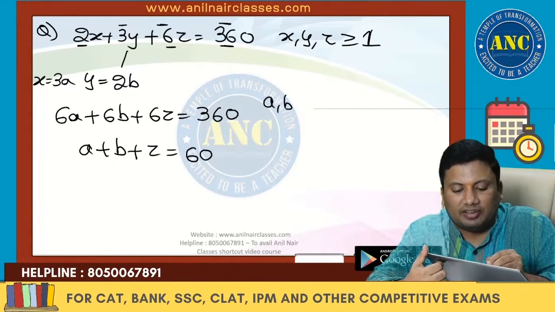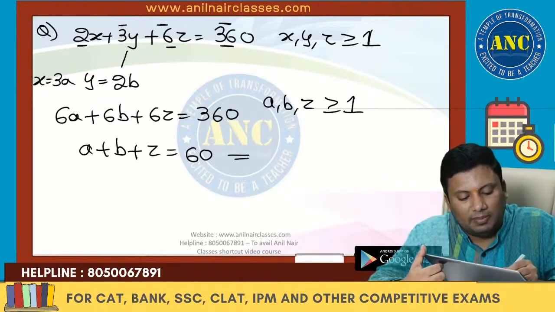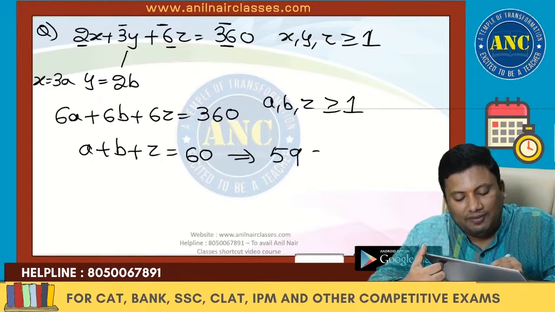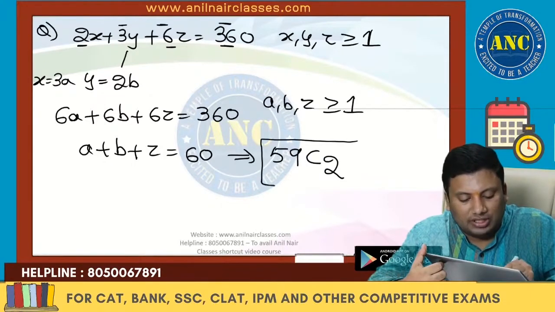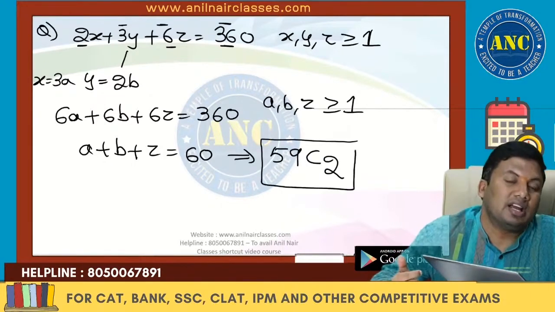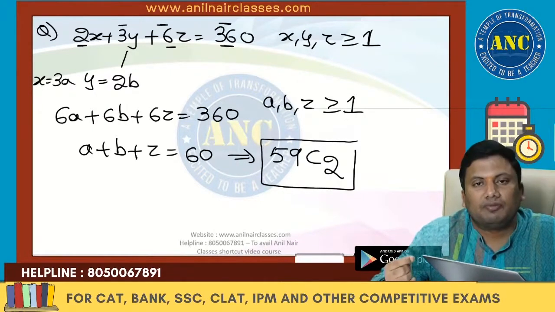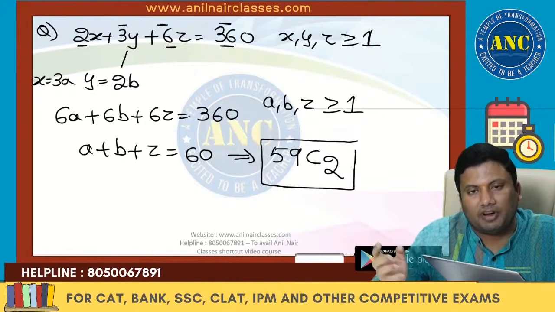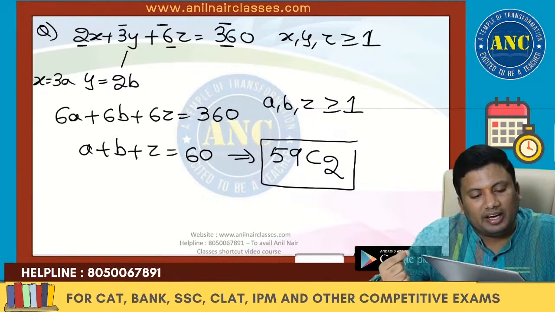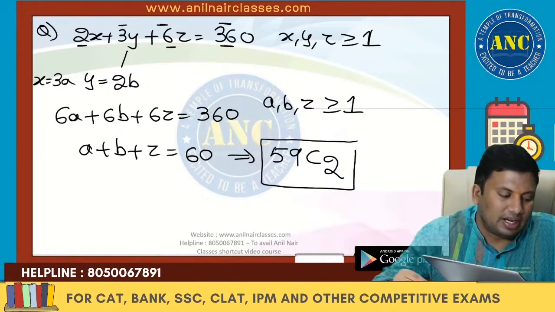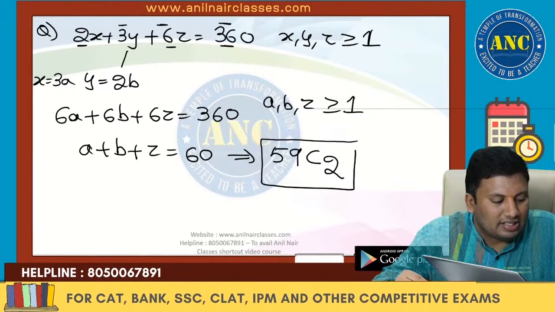All are starting from 1. A, B, Z greater than or equivalent to 1. 60 means the answer is nothing but 59 gaps. So 59 C2. Not a single calculation we did. We are using the concept of what if the variables are starting from 1. I hope the idea is clear.